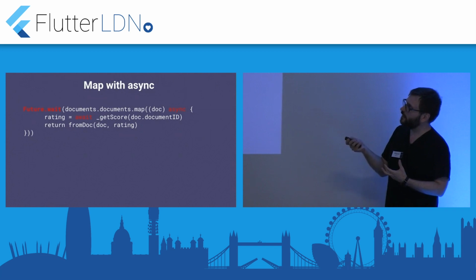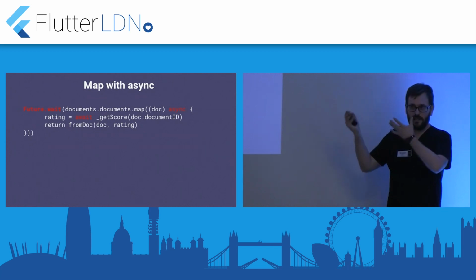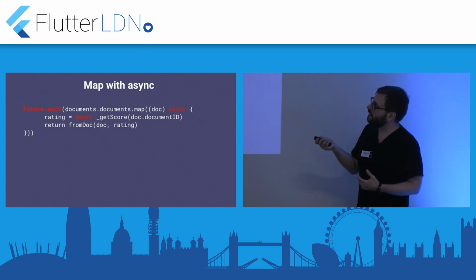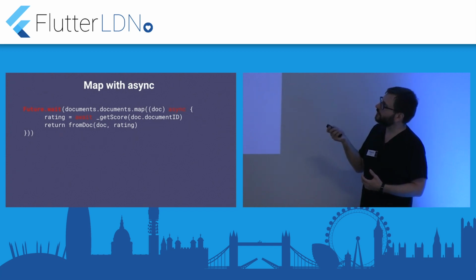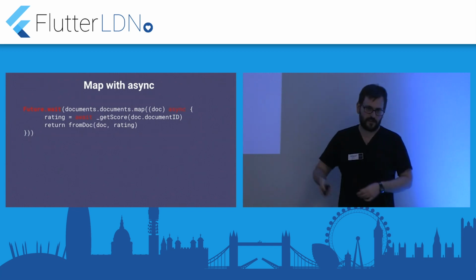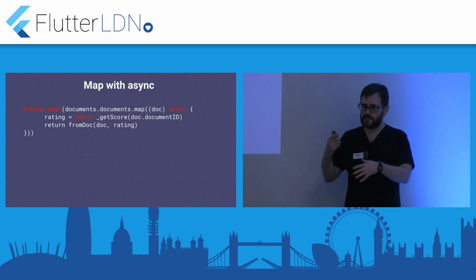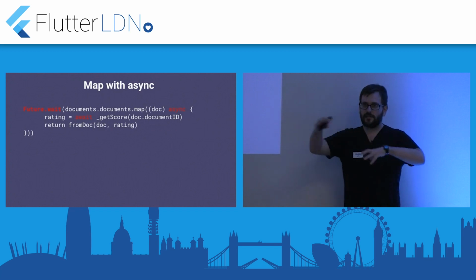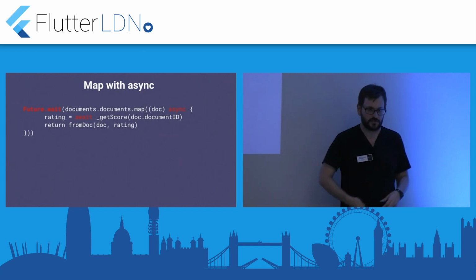So here I can then do an await for getScore. And getScore is also an asynchronous method that is giving me the rating for that individual item. And then with the rating and the document, I can do the final object here. You will have these kinds of cases all the time when you start building big things that require data from different places to create objects.